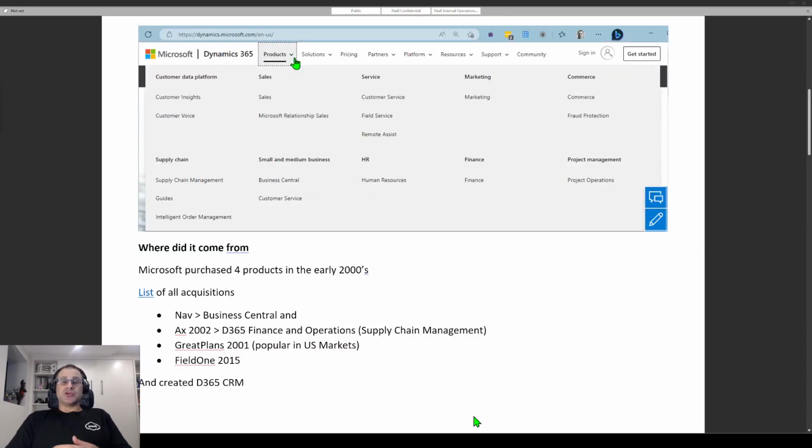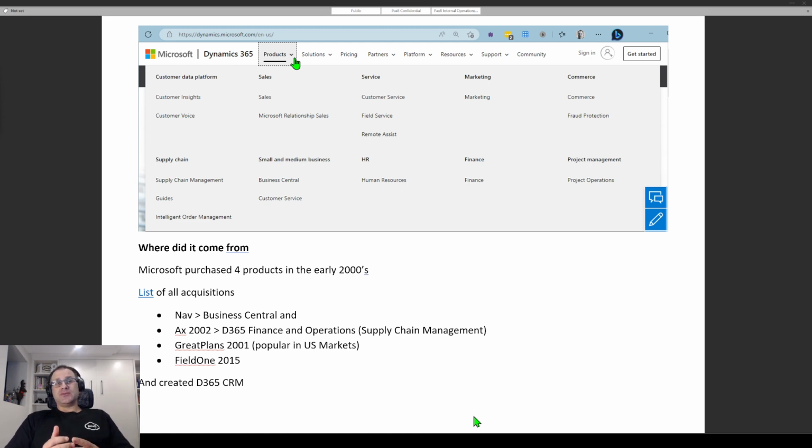So where did it come from? Microsoft has been acquiring products in the market for a very long time, and there's actually a massive list of acquisitions that Microsoft have. I've got this list here, and I'm more than happy to share it with you. But the key ones for our education here on Dynamics is that Microsoft acquired in the early 2000s a couple of products from the Damgaard brothers. It was around 2000 to 2002 that this had begun. Don't hold me to the exact dates, it was roughly then. They purchased Navision, which was called Nav, and you can now see that it's called Business Central. So the original product was called Nav.